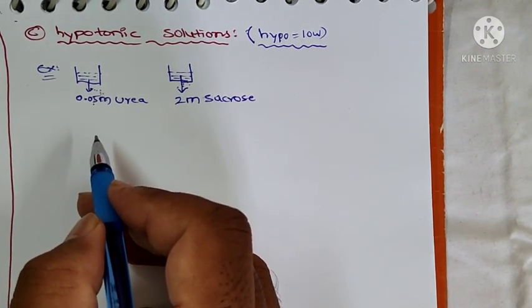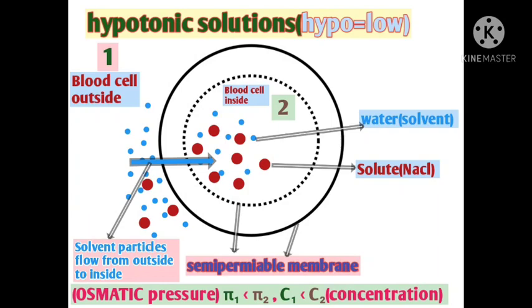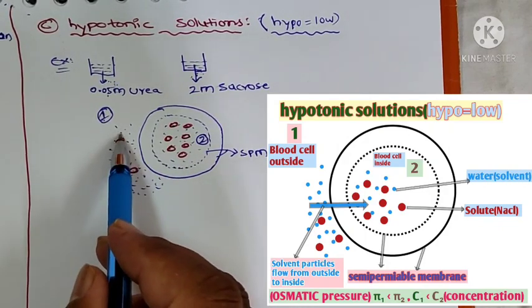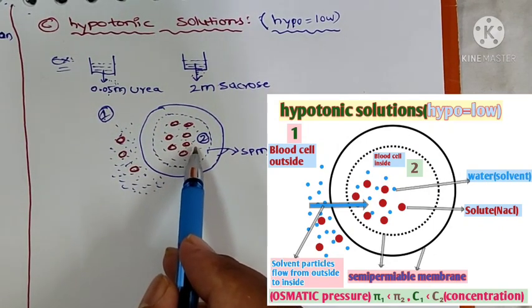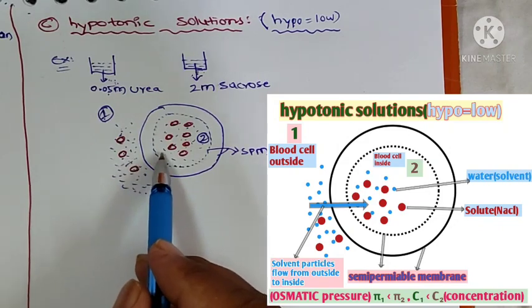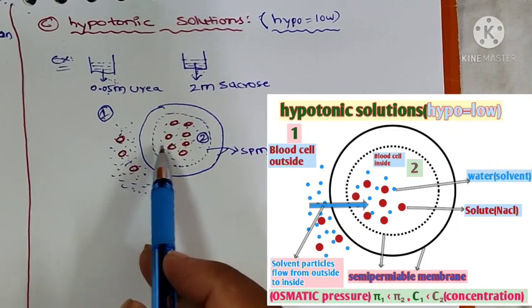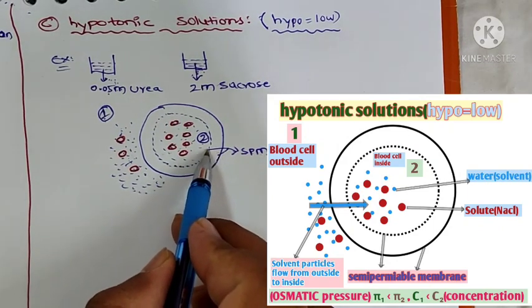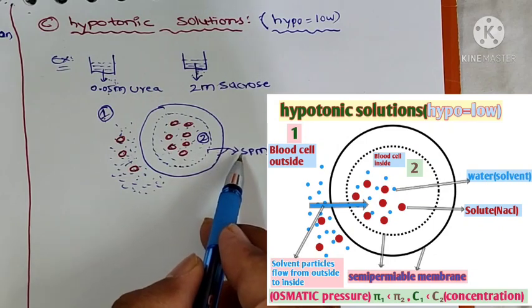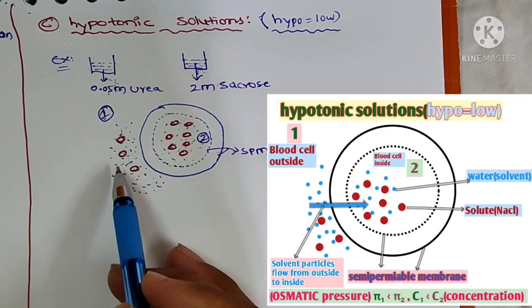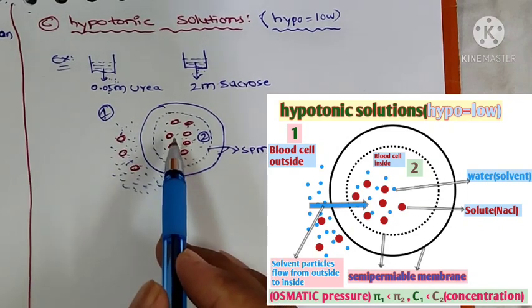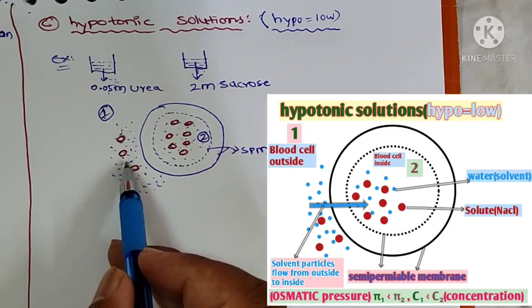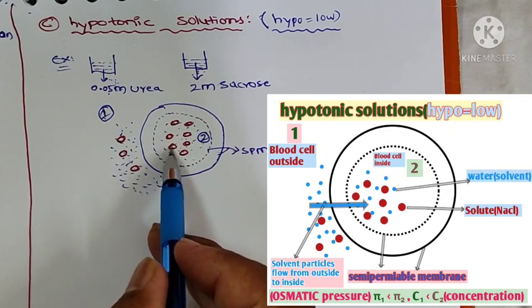Let me take one example for explanation. This is the blood cell in a blood vessel. Outside the blood cell is indicated by 1 and inside the blood cell is indicated by 2. The blue dots show the solvent particles, meaning H2O, and the red dots show the solute. And this one is the SPM, semi-permeable membrane. It is a cell membrane, and that cell membrane acts as a semi-permeable membrane. Here outside the blood cell has fewer solute particles, and inside the blood cell has more solute particles. The outside solution is a low concentration solution, and the inside solution is a high concentration solution.